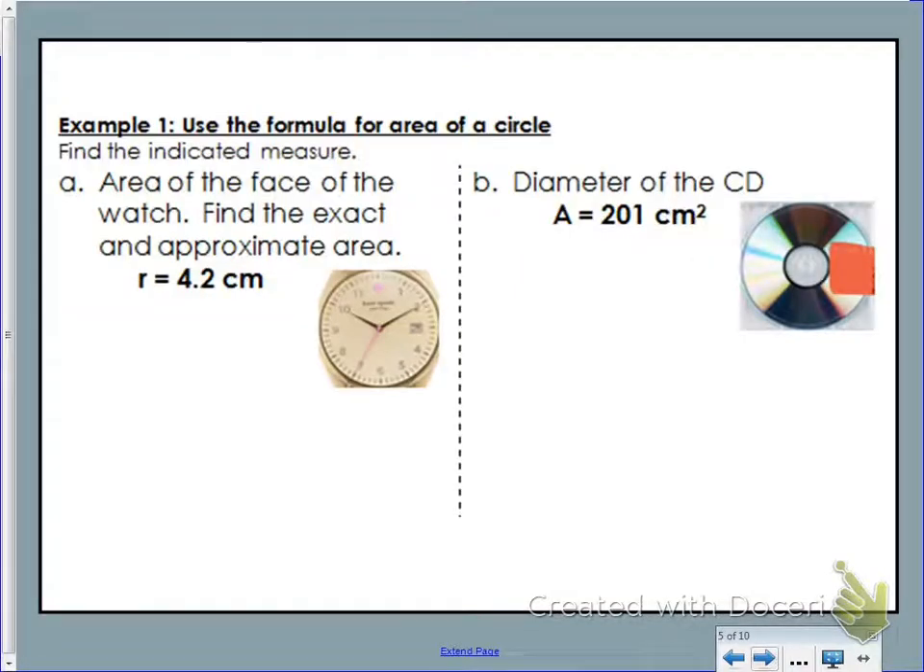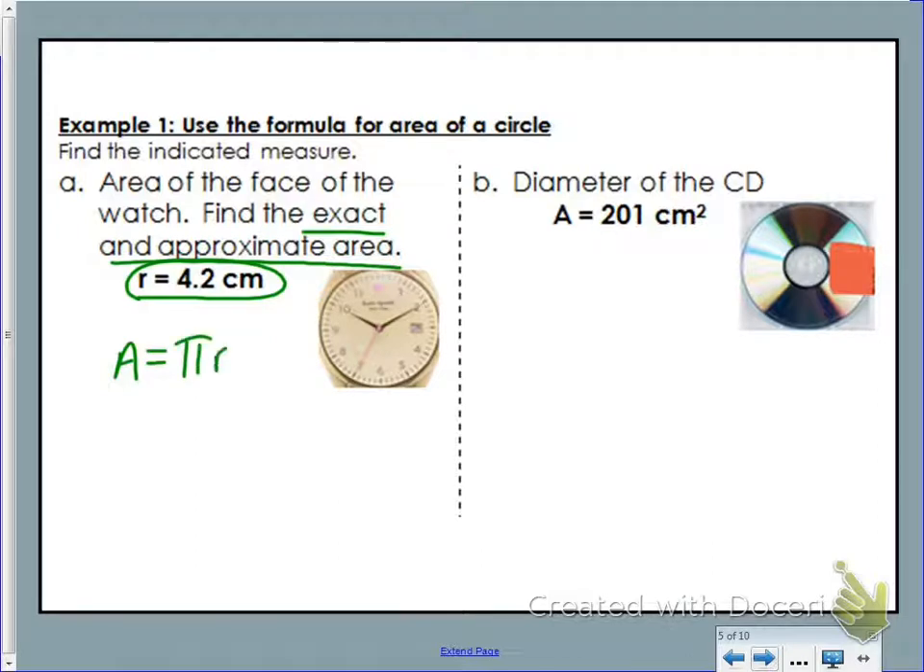Example 1 says to use the formula for area of a circle. The radius of the face of the watch is 4.2 centimeters. Keep in mind they're asking us to find exact and approximate once again. Exact is where we actually leave pi in our answer, so it's an exact answer in reference to pi, and approximate would be our decimal answer. If we want to find the area of the face of this particular clock, they give us the radius of 4.2 centimeters.